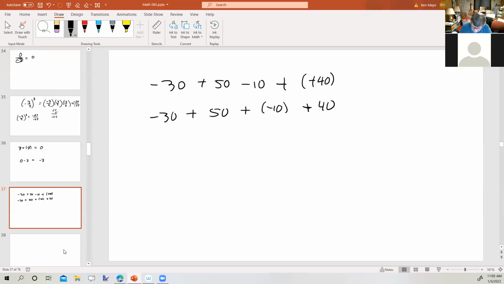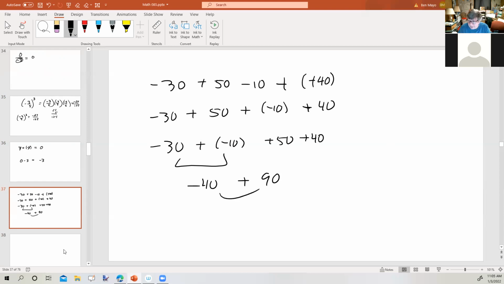Addition is commutative, so we could rearrange it and put the negative terms together and the positive terms together. Negative 30 plus negative 10 is negative 40. 50 plus 40 is 90. Now we're adding two numbers with different signs, so we subtract the smaller absolute value from the larger and attach the sign of the larger absolute value. So that's a positive 50, or just 50.